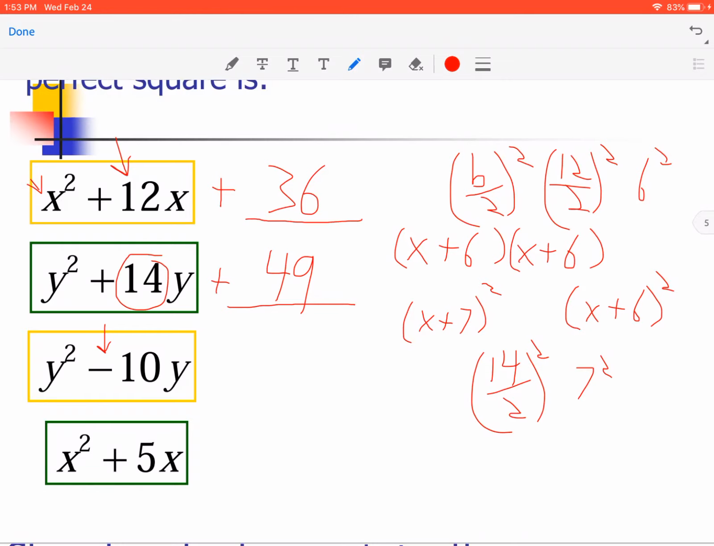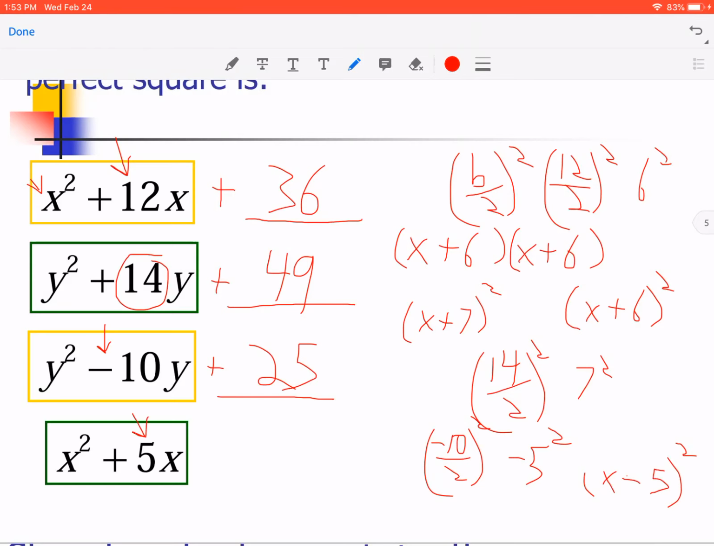Even if we have a minus here, it does not matter. It's always going to be plus. Take B, which is negative 10, divided by 2, and square it. It will always be positive. Negative 10 divided by 2 is negative 5, but negative 5 squared is a positive 25. This would be factored x minus 5 squared, because negative 5 times negative 5 is 25. Negative 5 plus negative 5 is a negative 10.